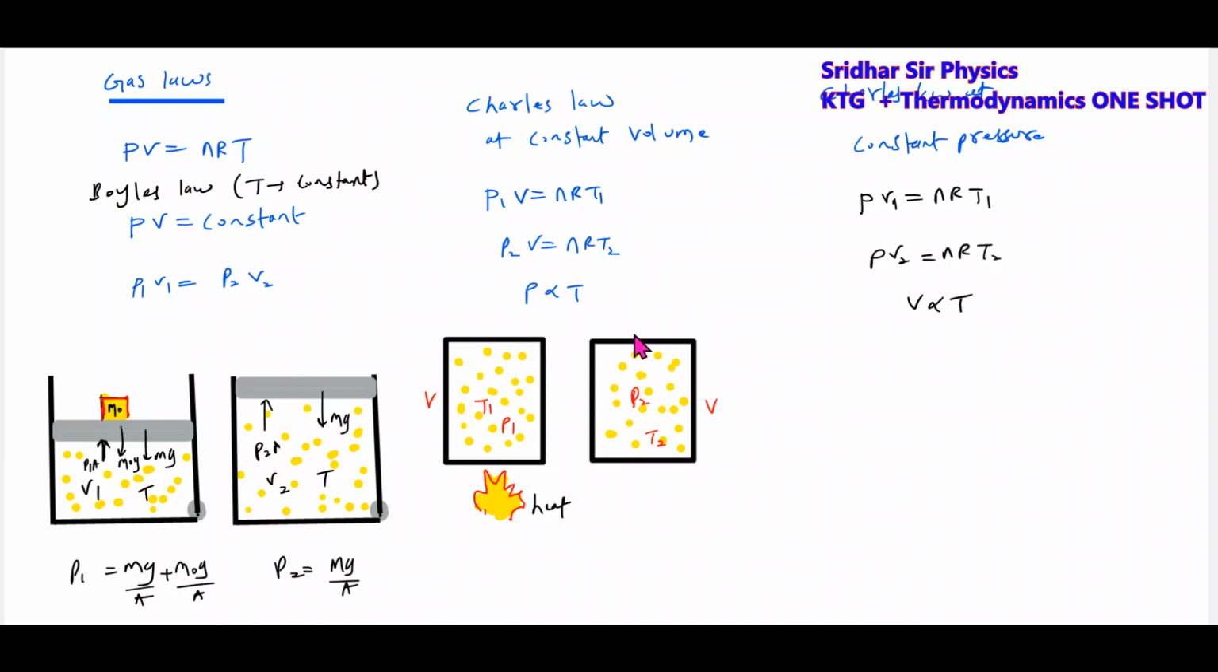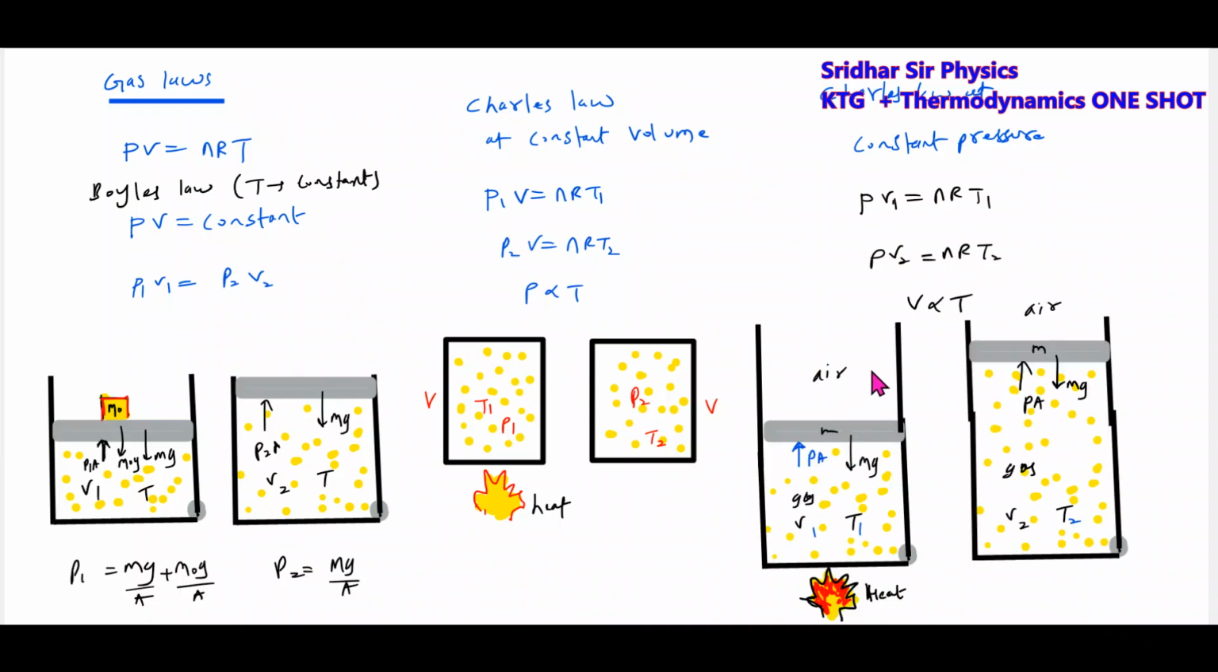Now similarly, Charles law at constant pressure. Here, as I increase the temperature, the volume will increase. How can that volume increase? By making the pressure constant, we'll take the same diagram. Next we have the Charles law at constant pressure. Here we'll supply heat. The piston will start moving up. The gas will start expanding. As I supply heat, the temperature increases, the volume will increase, and the pressure remains constant. So this is the basic mechanism.